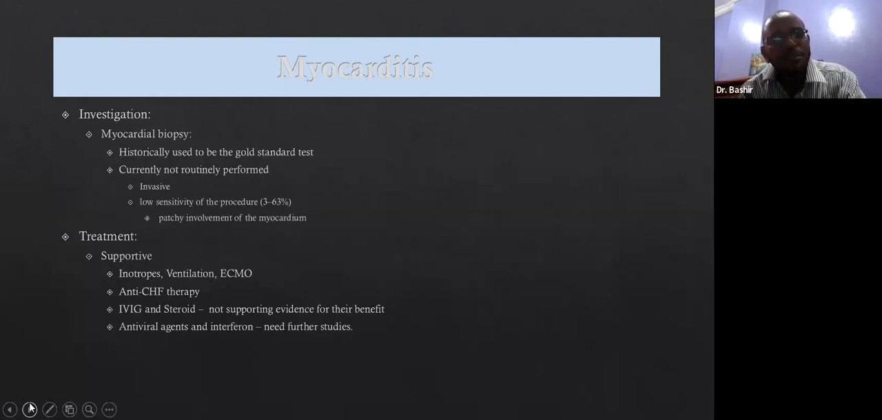Sometimes people go to endomyocardial biopsy, but nowadays it is rarely used. MRI can now be used for diagnosis. Treatment is supportive, like giving inotropes, ventilation, and ECMO, as the child is critically ill. Anti-congestive heart failure medication, IVIG and steroid, but there is no supporting evidence for benefit. In spite of that, some people give antiviral agents and interferon.